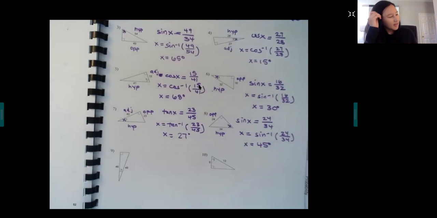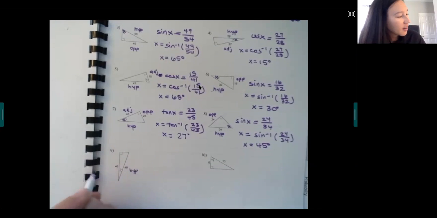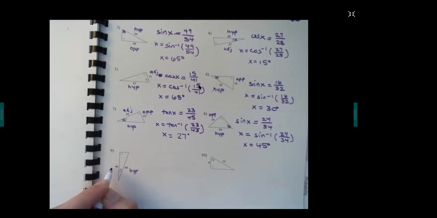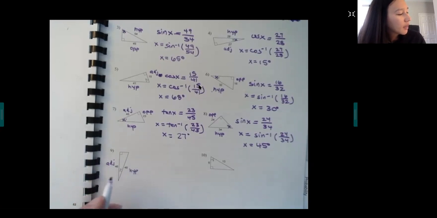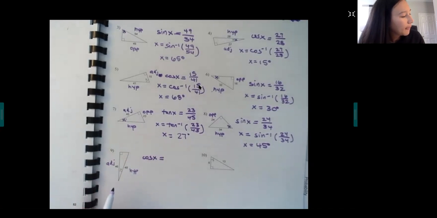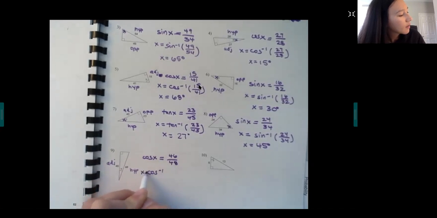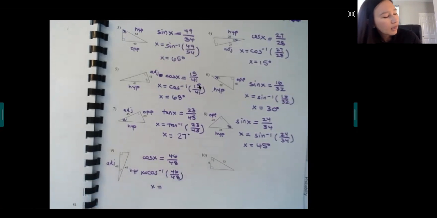All right, Jasmine, number 9. For the side that's 48 is the hypotenuse, and then 46 is the adjacent. So which trig function did you use? Cosine. Very good. And that equaled what? 46 over 48. Excellent. And what did you get when you typed it into your calculator? 16 degrees. Excellent.